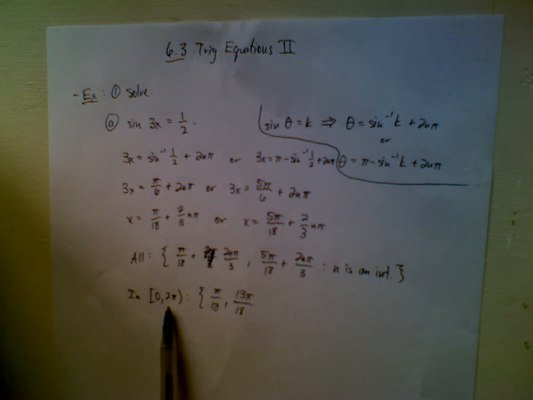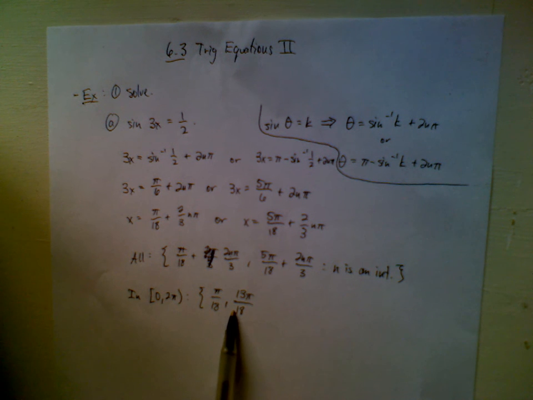Now, if you're wondering when do we know to stop? Well, we know when to stop whenever we get past 2 pi. 2 pi would be the same thing as 36 pi over 18. So whenever we get to 36 pi over 18 or beyond that, we know that we've gone too far. So this is when I plugged in 1 for n.